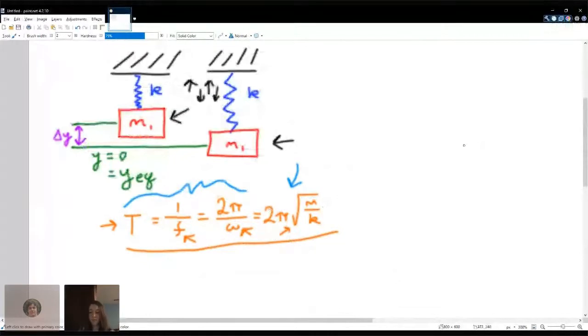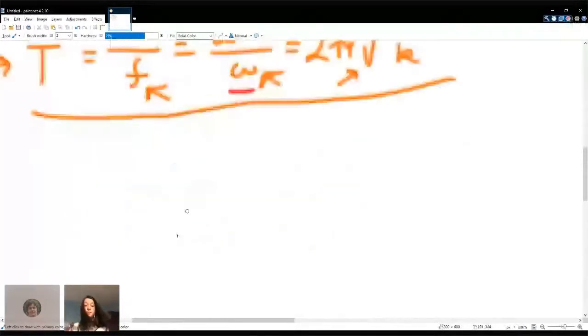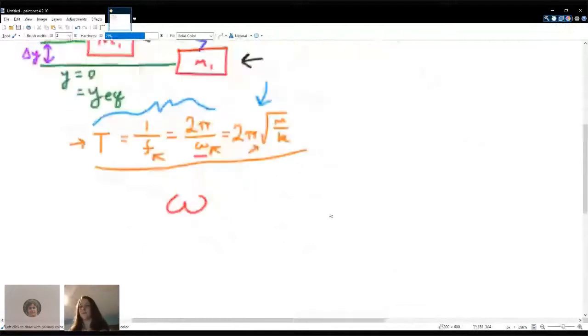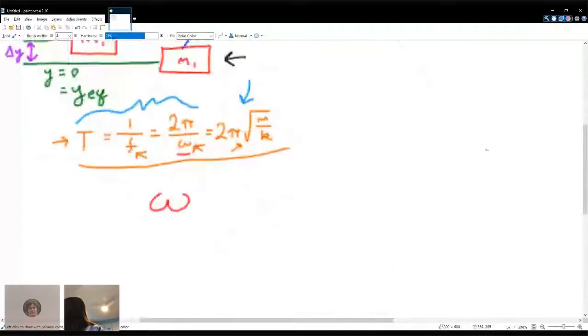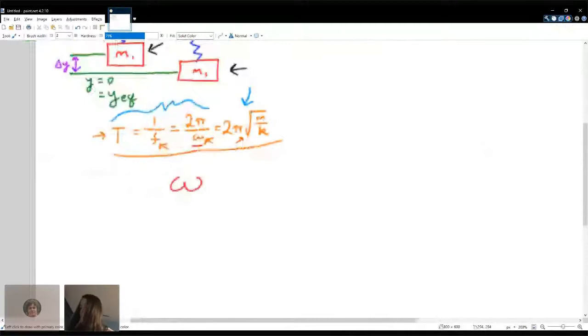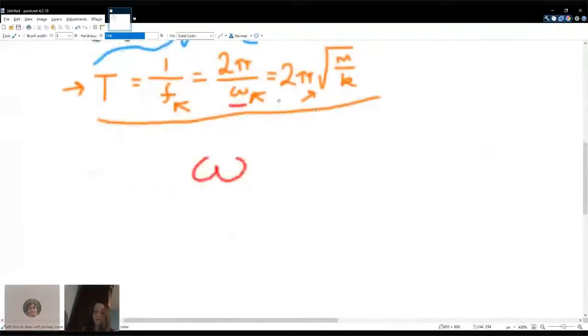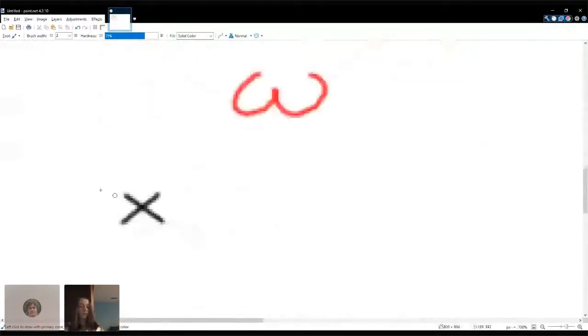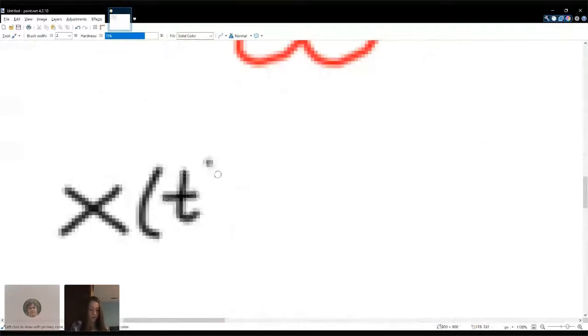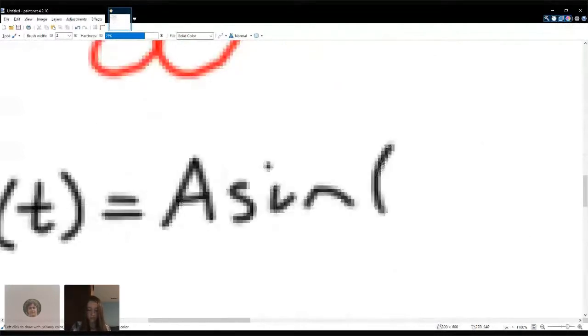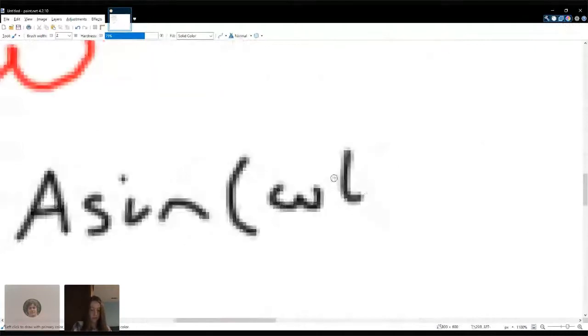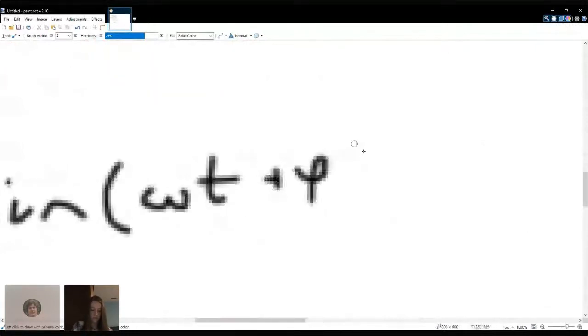So this omega term right here is a funny little Greek letter called omega. It looks like a W. It's included in the equation of motion for something in simple harmonic motion. For simple harmonic motion, this x doesn't have to be a linear displacement. So we have x as a function of time is equal to A sine of omega t plus some phase shift phi.